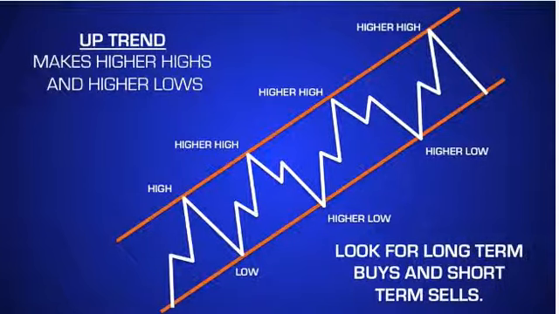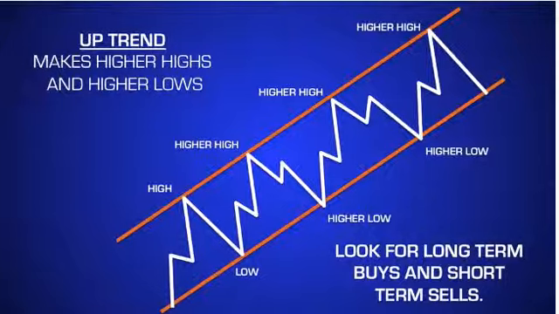So what makes up an uptrend? An uptrend has higher highs and higher lows. So if you look in this picture, you can see that one high was higher than the last high, which was higher than the last high, and you get it. And then one low is higher than the last low, which is higher than the last low.